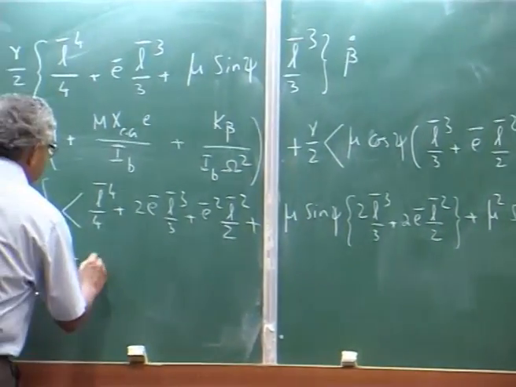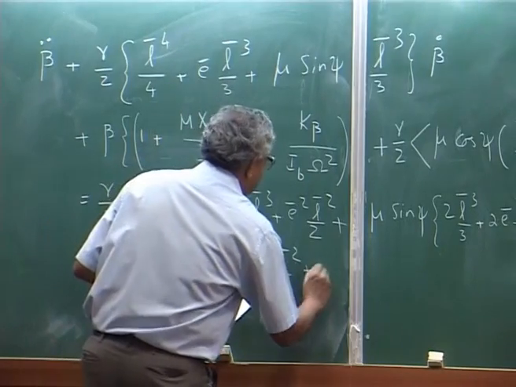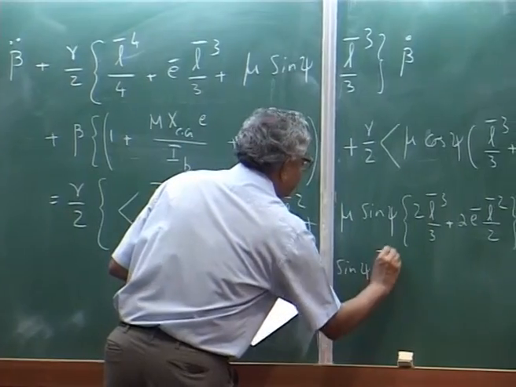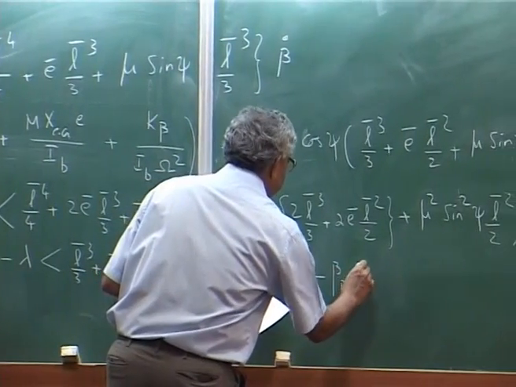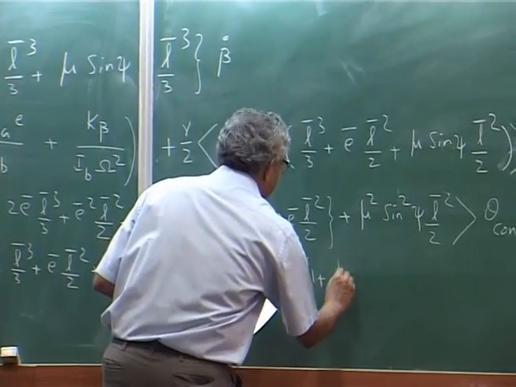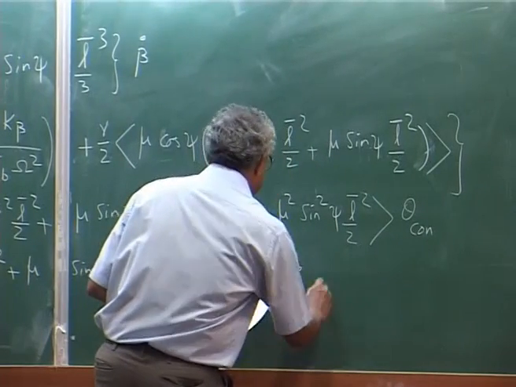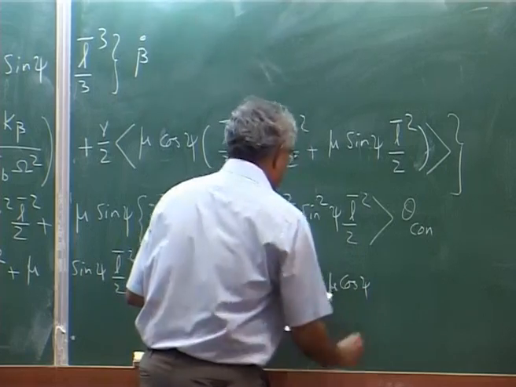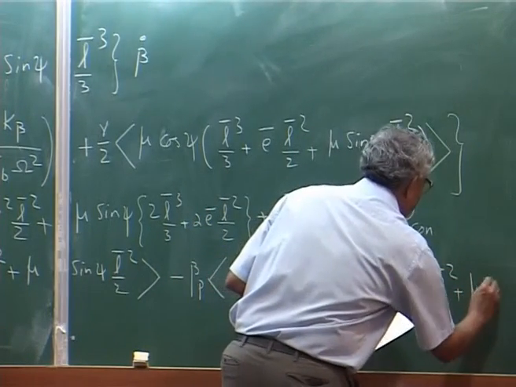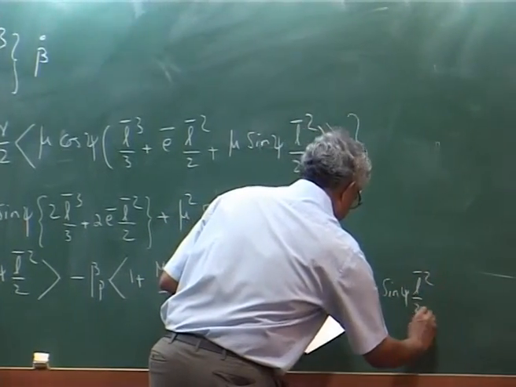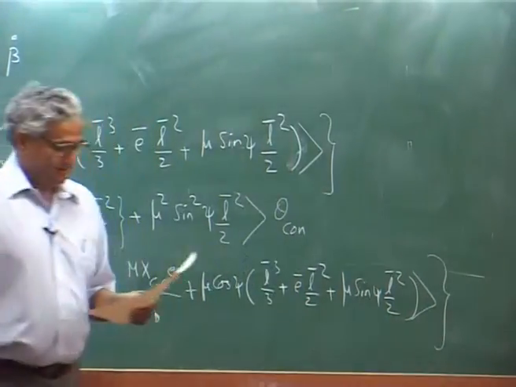And then I will have minus the inflow term, lambda L bar cube over 3 E bar, L bar square over 2 plus mu sin psi L bar square over 2, and then I will have precone terms, beta p, 1 plus m x c g E over I b, plus mu cosine psi L bar cube over 3 E bar, L bar square over 2, mu sin psi L bar square over 2. Okay. This is my entire equation.